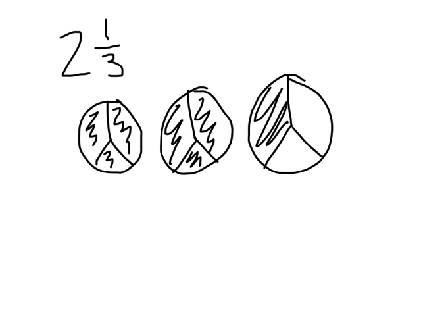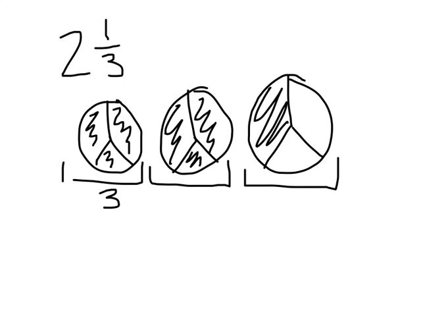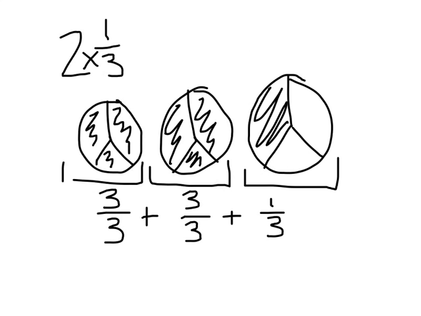Well, 2 1/3 means that I have two wholes and then 1/3. So I've got a group of 3/3 plus another group of 3/3 plus 1/3. The easiest way to show this with math is to say that I have two groups of 3/3, or 2 times 3, that's 6, plus one more. 6 plus 1 is 7.